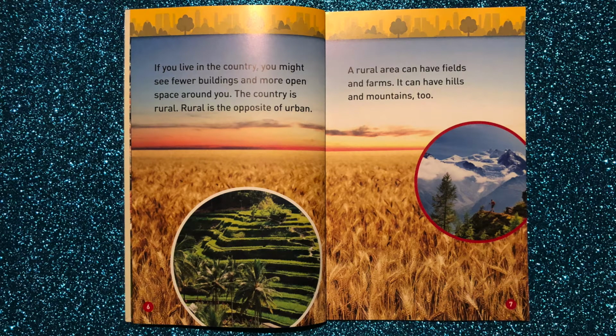If you live in the country, you might see fewer buildings and more open space around you. The country is rural. Rural is the opposite of urban. A rural area can have fields and farms. It can have hills and mountains too.